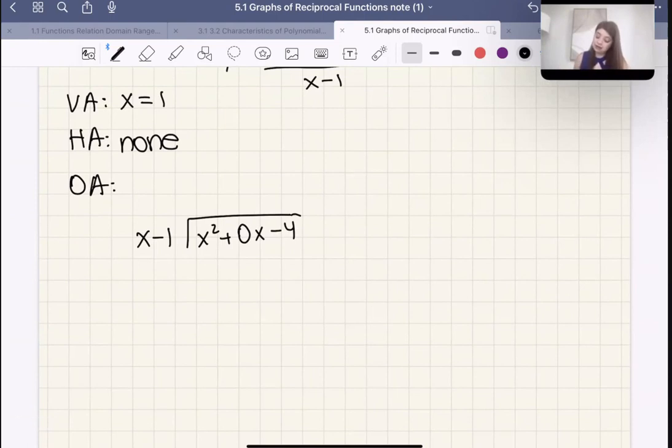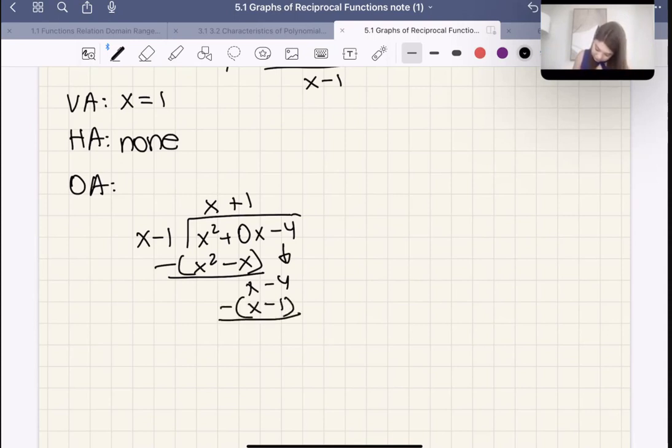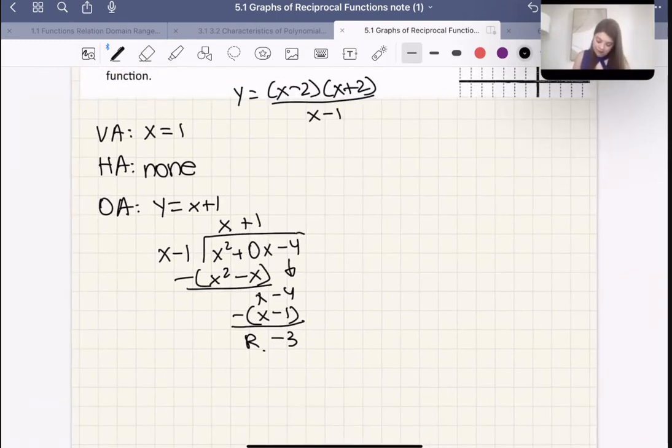So how many times does x go into x squared? Well, x times. Then we get x squared minus x. Then we subtract, and we get x. How many times does x go into x? Well, once, right? And then we get x minus 1. And then we subtract, and as our remainder, not that the remainder even matters, but technically we get minus 3. So therefore our oblique asymptote is going to be y equals x plus 1.